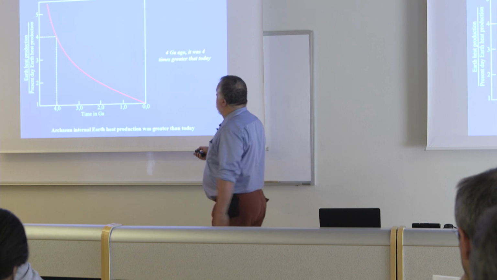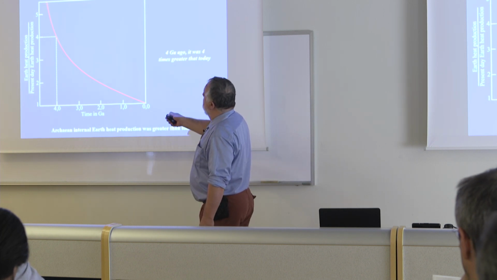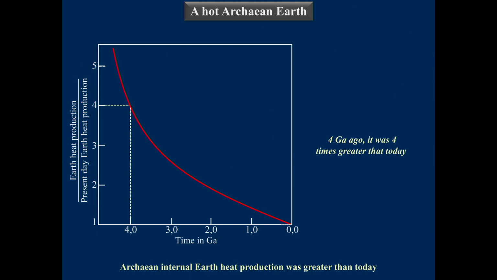The normalizing value was the present-day value, 1. And what we can say is, of course, since its accretion, the internal heat production decreases. So the Earth is progressively cooling. But we can see that 4 billion years ago, the heat production in the internal Earth was four times greater than it is today. So this is something very important. There was more heat available, such that high temperature lava and a high degree of melting of the mantle were possible during the Archaean, such that komatiite can be generated.